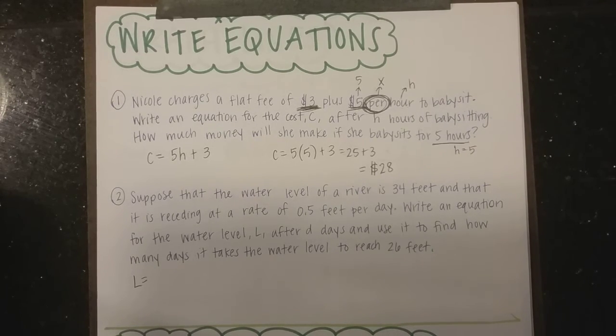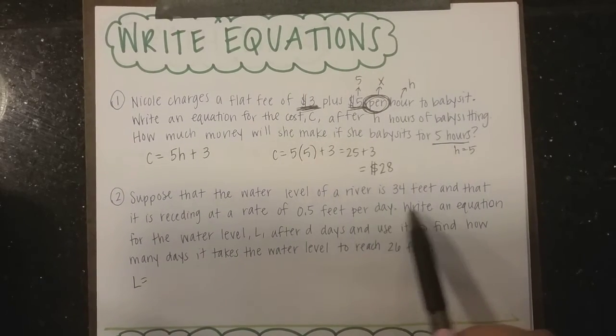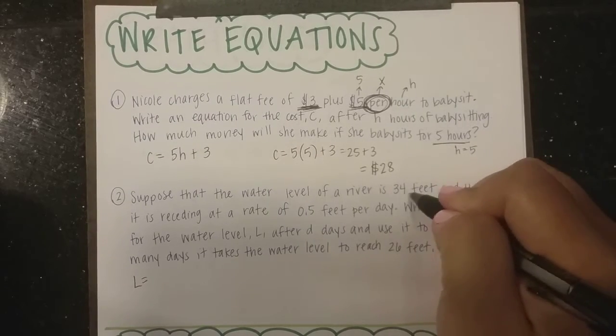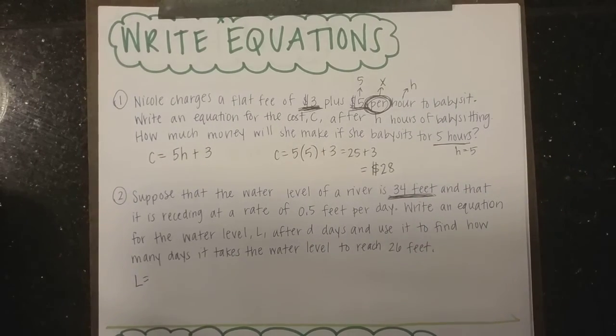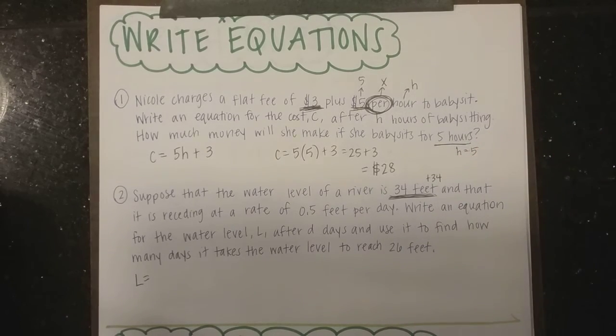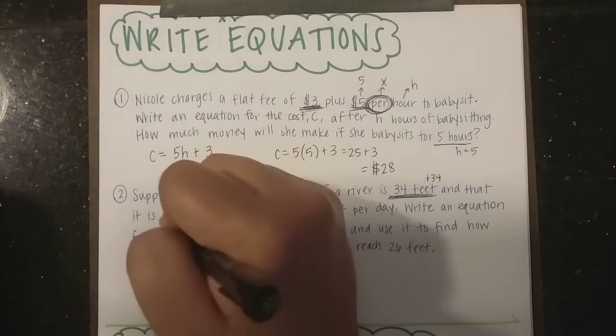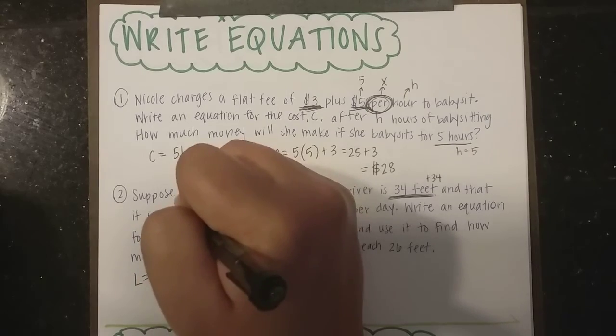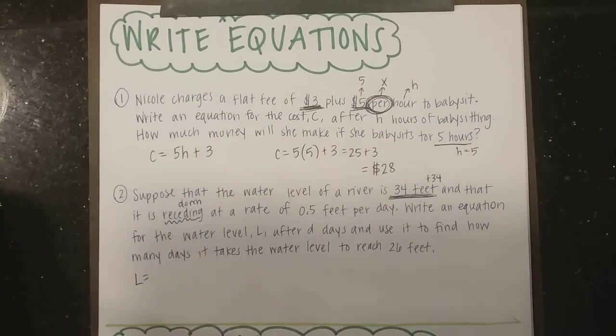All right, so right at the beginning, I've got the water is at a level of 34 feet. So that 34 feet is where we're starting at. That's the one that's not changing, right? So that means at some point in my equation, I'm going to be adding that 34. Okay, and then it's receding. So receding means going down. So that means it's decreasing. Okay, so if it's going down, that means I'm going to have to be subtracting it or using a negative number. So keep that in mind.